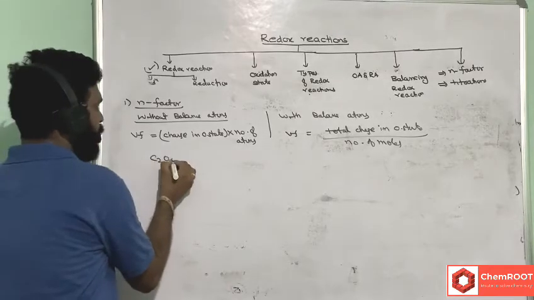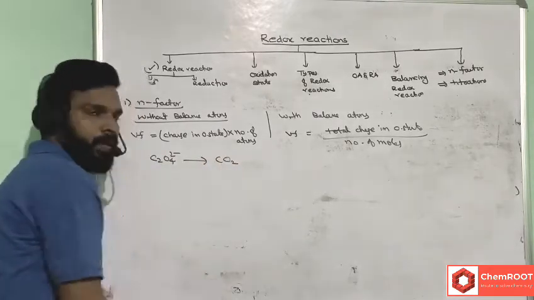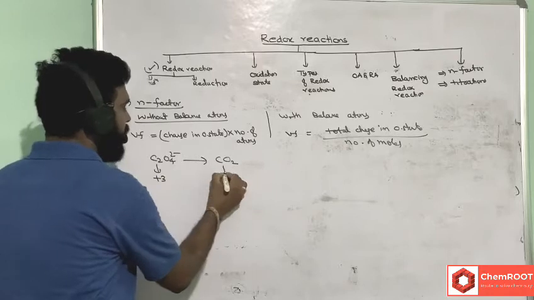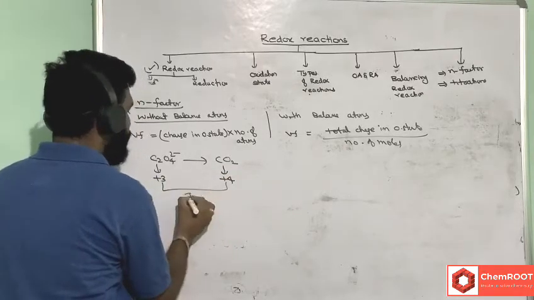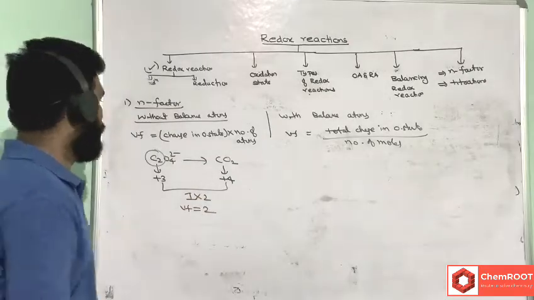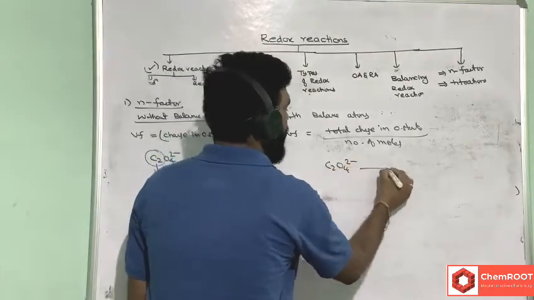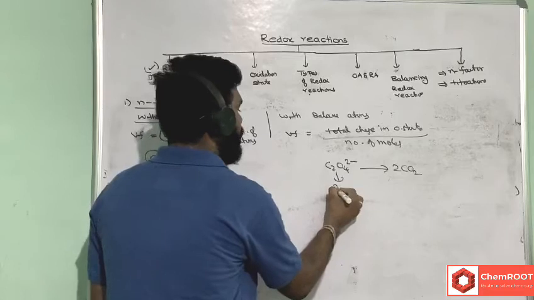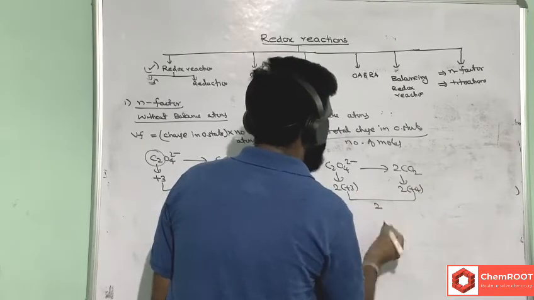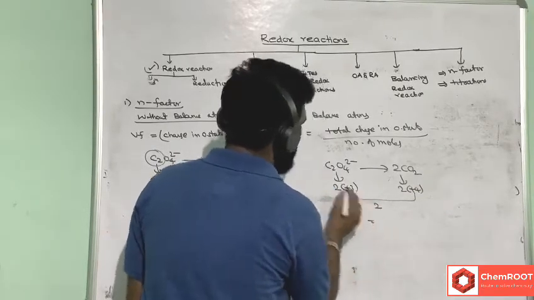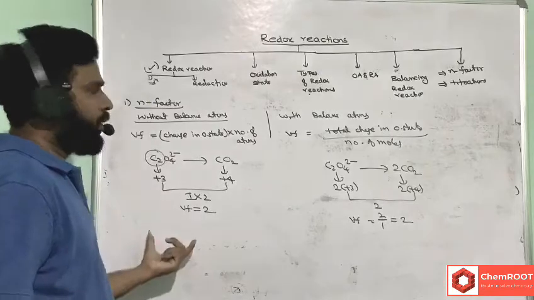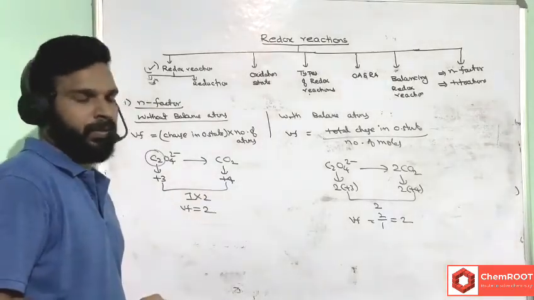Suppose C2O4 2 minus is converted into CO2. I am not balancing carbon atoms or oxygen atoms. Only I am finding the oxidation state: plus 3 converted into plus 4. Change is how much? 1. How many carbon atoms are involved? 2. So it is a valency factor of 2. Or if you want to find the valency factor by balancing, you have to write 2 CO2, and here 2 into plus 3 and 2 into plus 4. So here the change will be 2. How many moles will be there? 1 mole. 2 by 1. So in both cases you will get the same answer, but in one we are not balancing atoms and in the other we are balancing atoms.